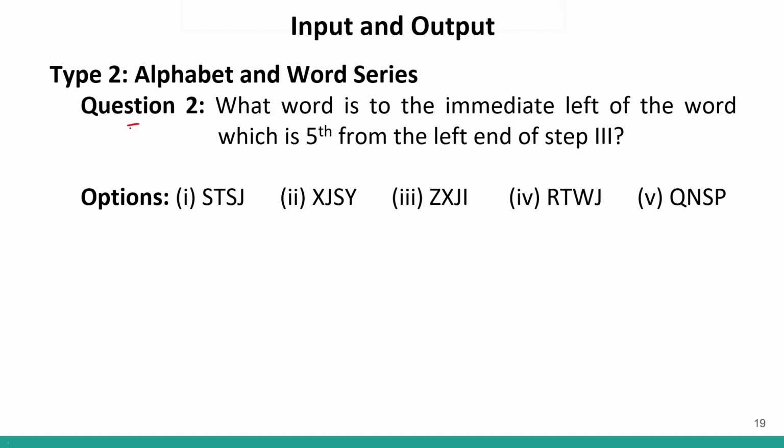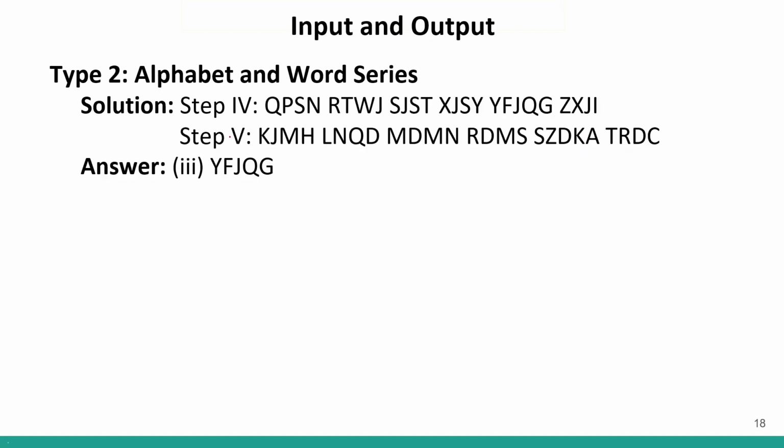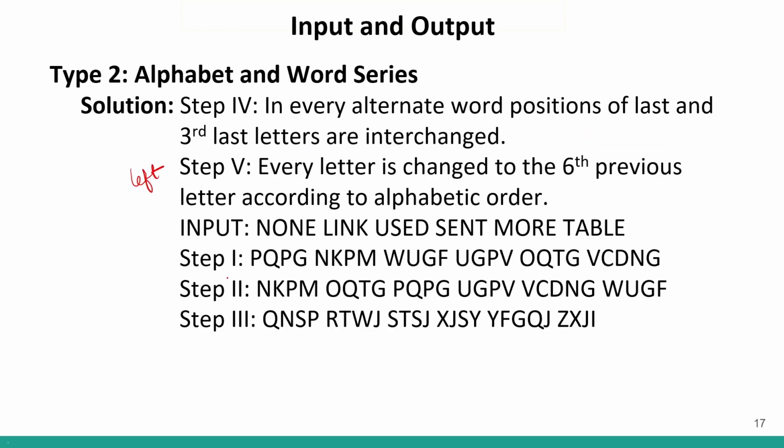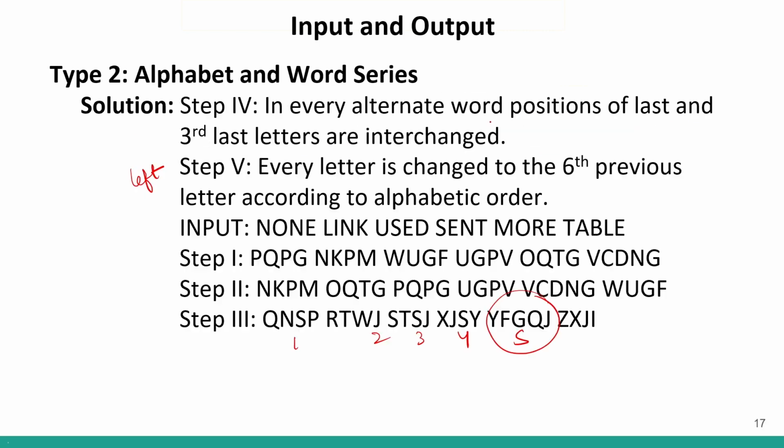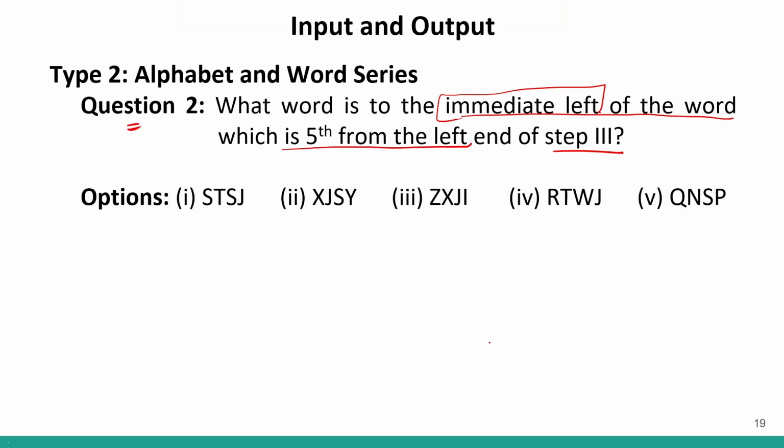Then question number 2 says, what word is to the immediate left of the word which is 5th from left in step 3? 5th from left. So, this is your left, right? 5th from left in step 3. 1, 2, 3, 4, 5. We have this word. And we have to find which word? Immediate left. So, immediate left will be this word which is X, J, S, Y. Right? X, J, S, Y is given in option number 2. So, this will be the word. X, J, S, Y.